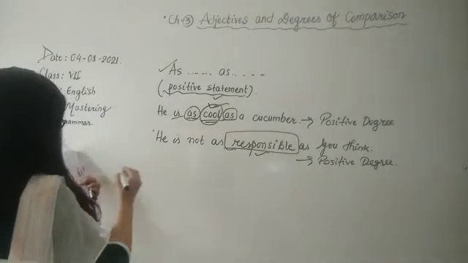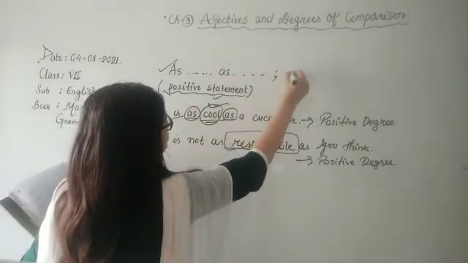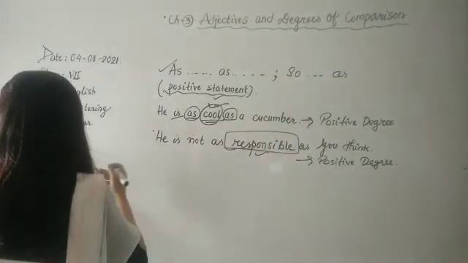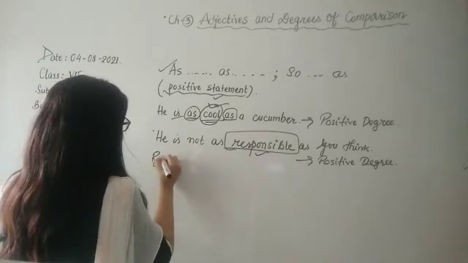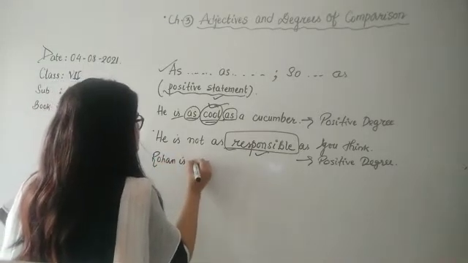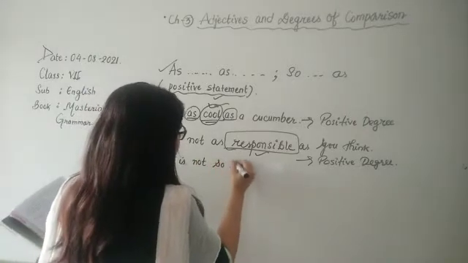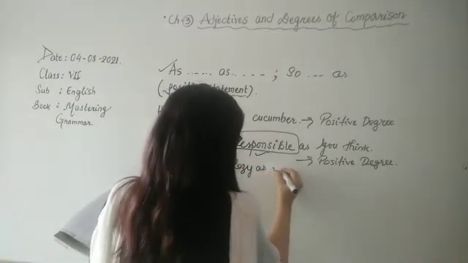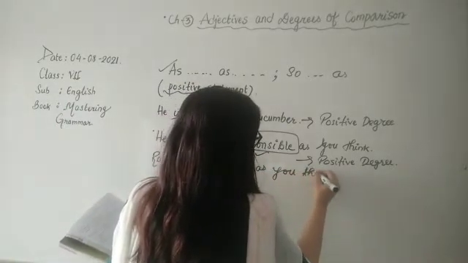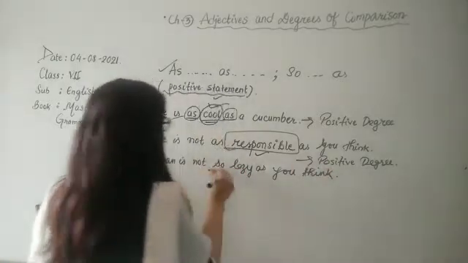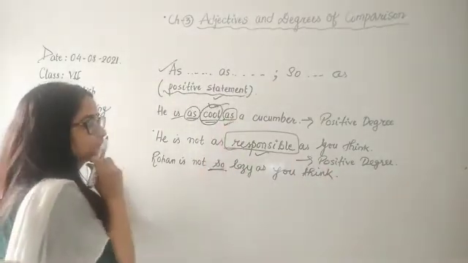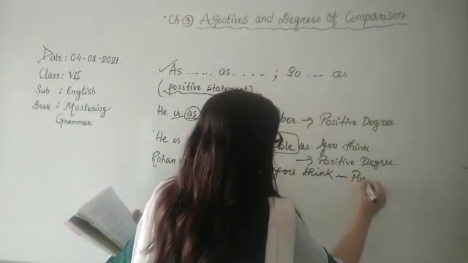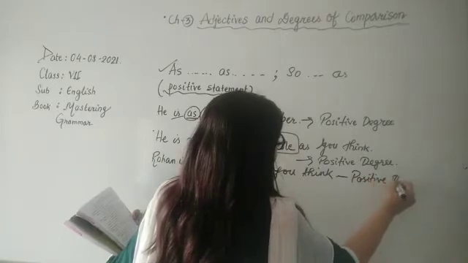Now let's see the other one. So and as. We had another set also. So, as. How are we going to use it? Rohan is not so lazy as you think. Again the same sentence, right? So this so also can be used in place of as. So lazy as you think. So again this is a sentence in positive degree.